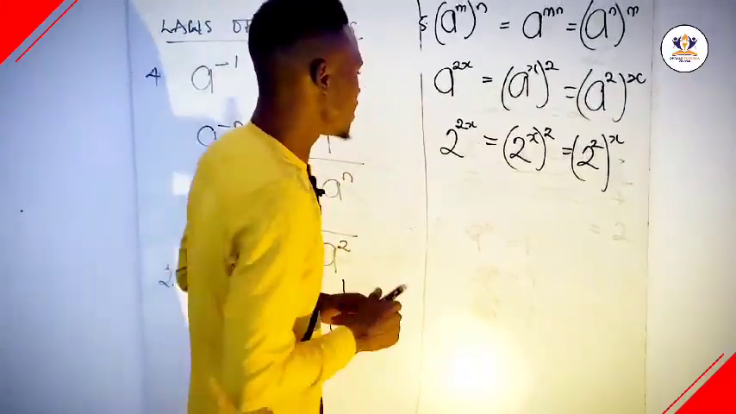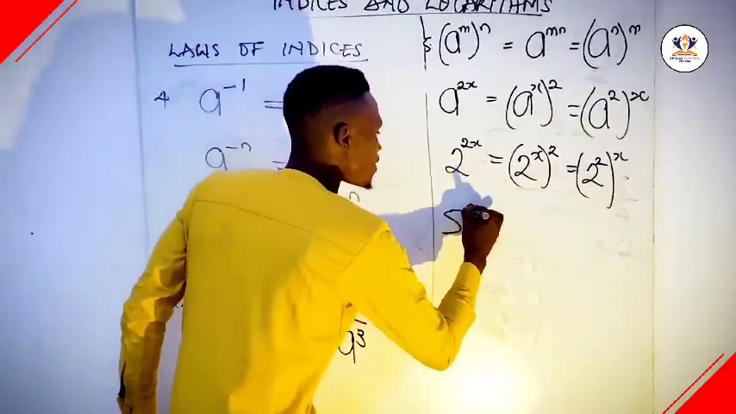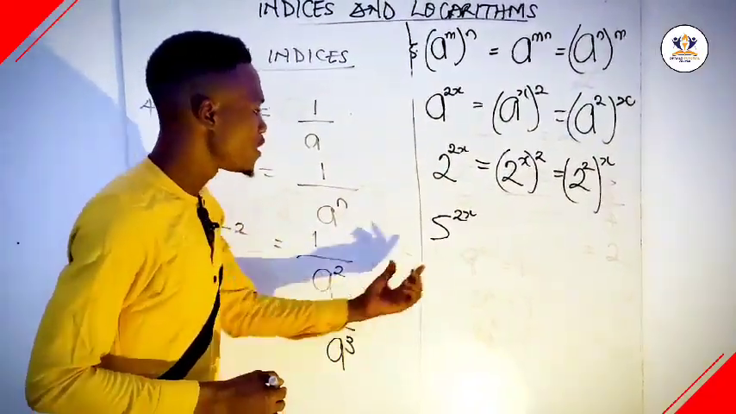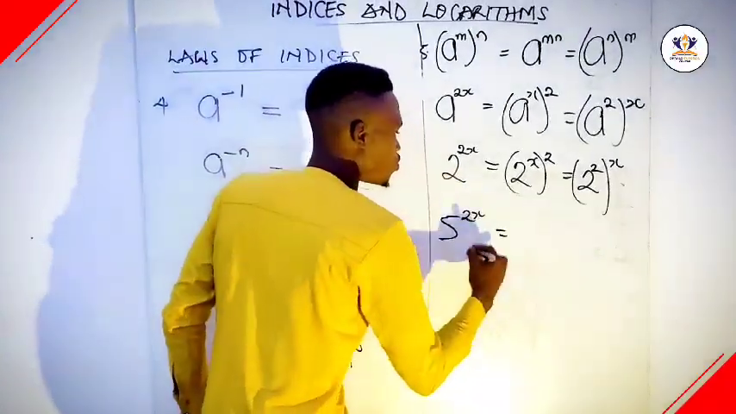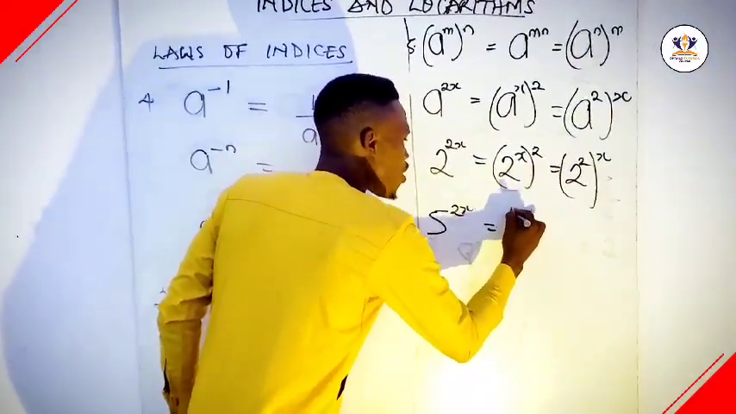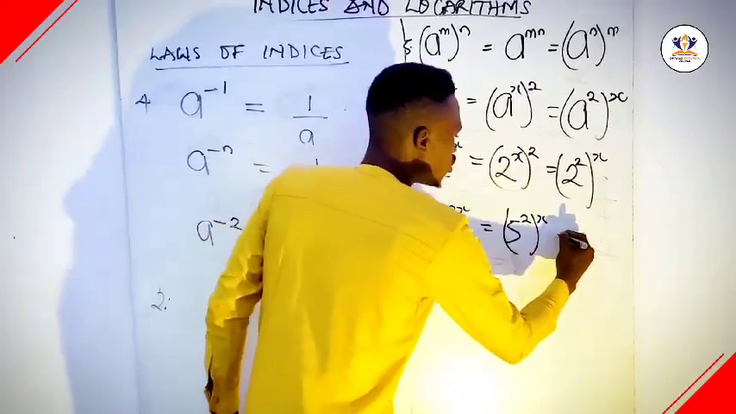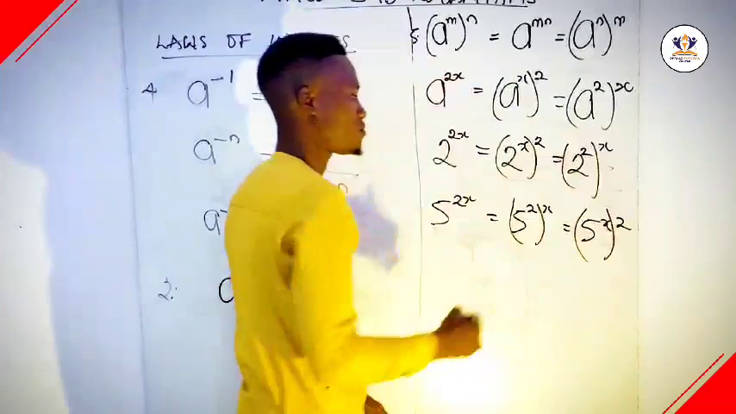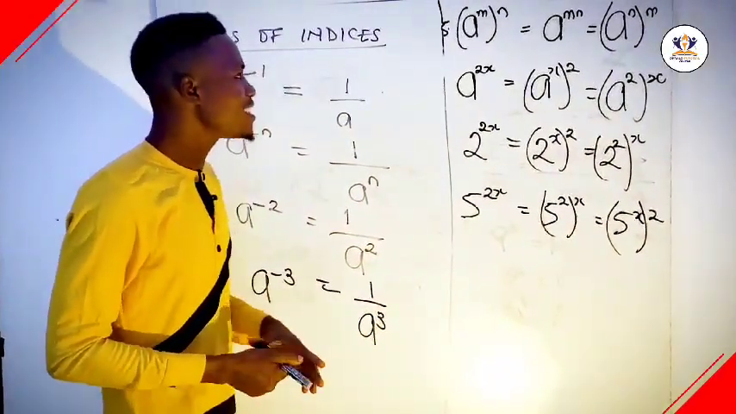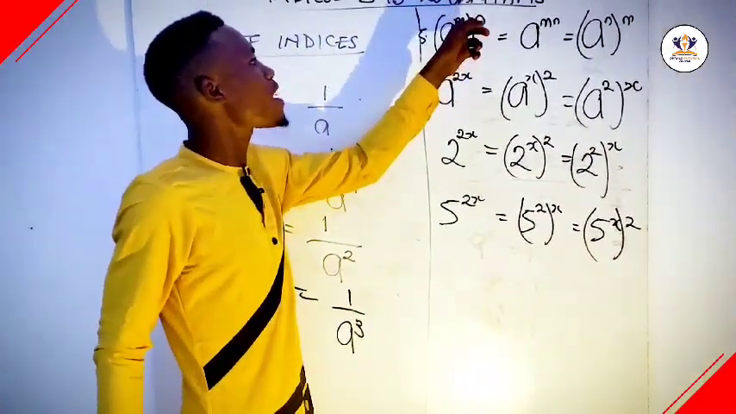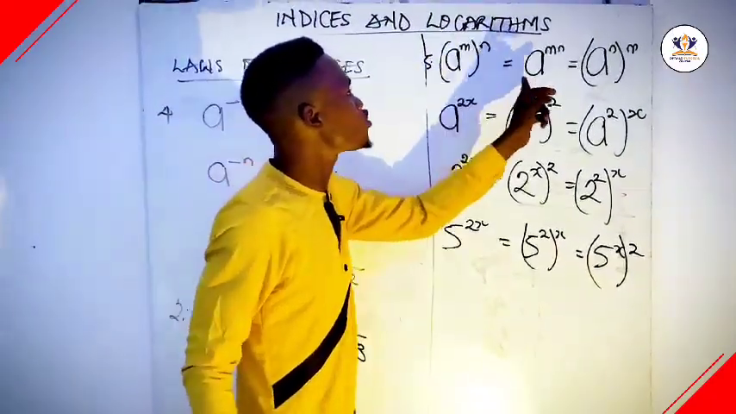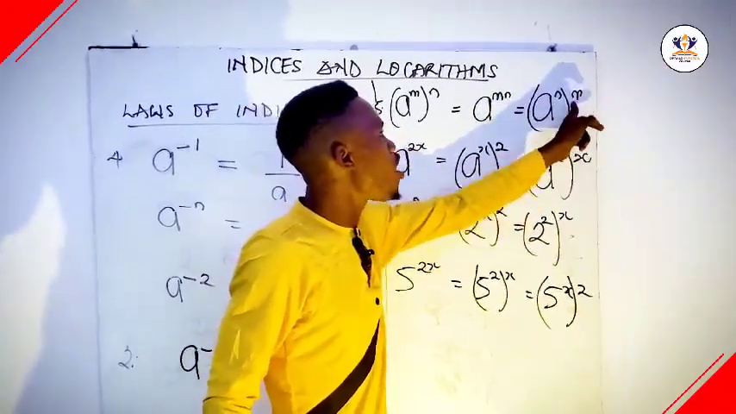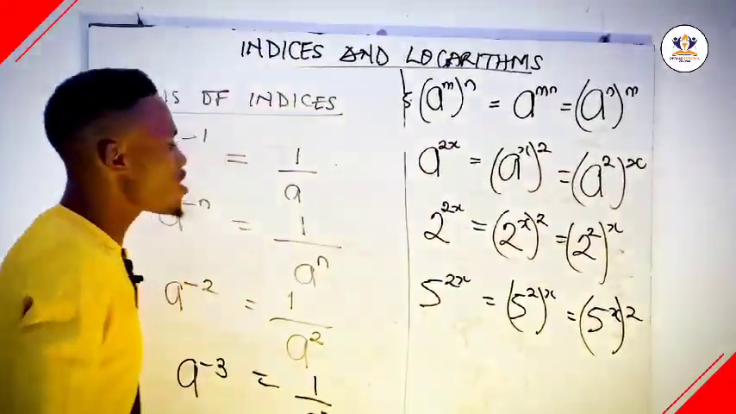So now try this. What if you have something like 5 raised to the power 2x? I'm so sure you should be able to try this. How will you do it? You will say this one is equal to 5 raised to the power 2 all raised to the power x, or you say 5 raised to the power x all raised to the power 2. That is it. That is so straightforward. I told you a raised to the power m all raised to the power n is equal to a raised to the power mn, which is equal to a raised to the power n all raised to the power m. That one is so important.